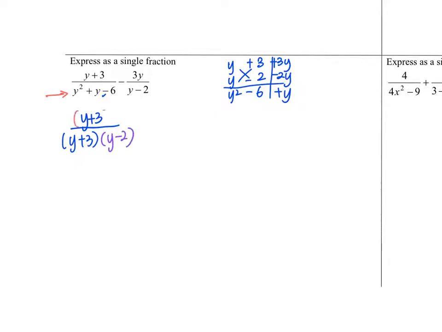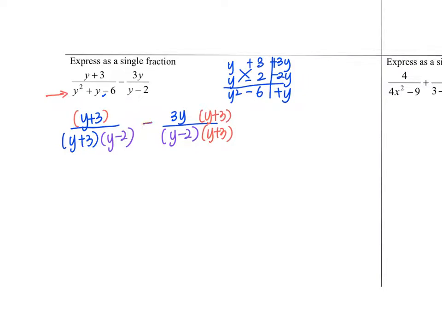Now I'm going to add a pair of brackets over here to help me prevent careless mistakes. Minus 3y over y minus 2. Now in this fraction over here, there are two factors: one is y plus 3, one is y minus 2. The other one over here only has y minus 2. How do I make them have the same denominator? Well, I can multiply by y plus 3, add on a factor to it. So this is y plus 3.